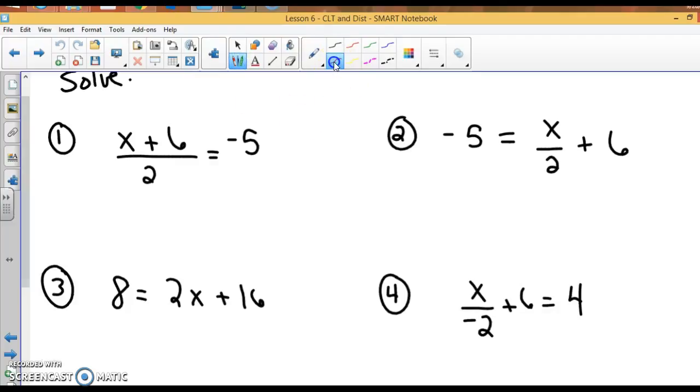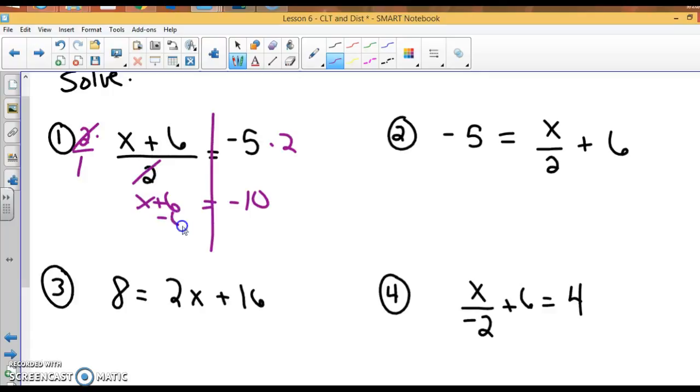When you're solving equations, I like to draw a line down the middle. In this equation, which number on this left side is farthest from the variable? It would be divided by 2. So you need to get rid of that first. The opposite of dividing by 2 is multiplying both sides by 2. This ends up being 2 divided by 2 is 1. So I'm left with x plus 6 equals negative 10. Now, to get x alone, we subtract 6 from both sides. So I get x equals negative 16.